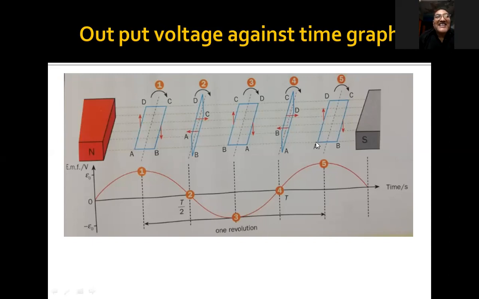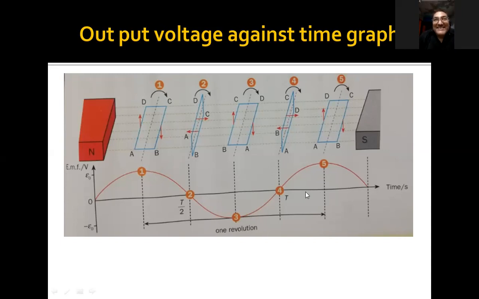It is a conductor placed in a magnetic field. The magnetic lines are going from north to south, from left to right. The magnetic lines are horizontal, and your conductor AD is moving upward. It is moving perpendicular to the magnetic field lines. So it will cut the magnetic field lines. So EMF will be induced, and the EMF induced will be the same as in position 1.